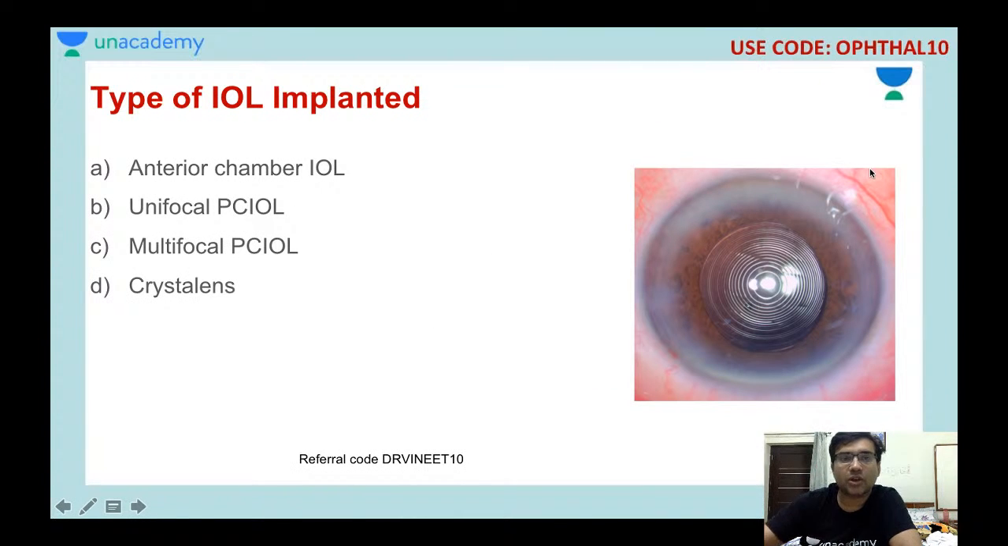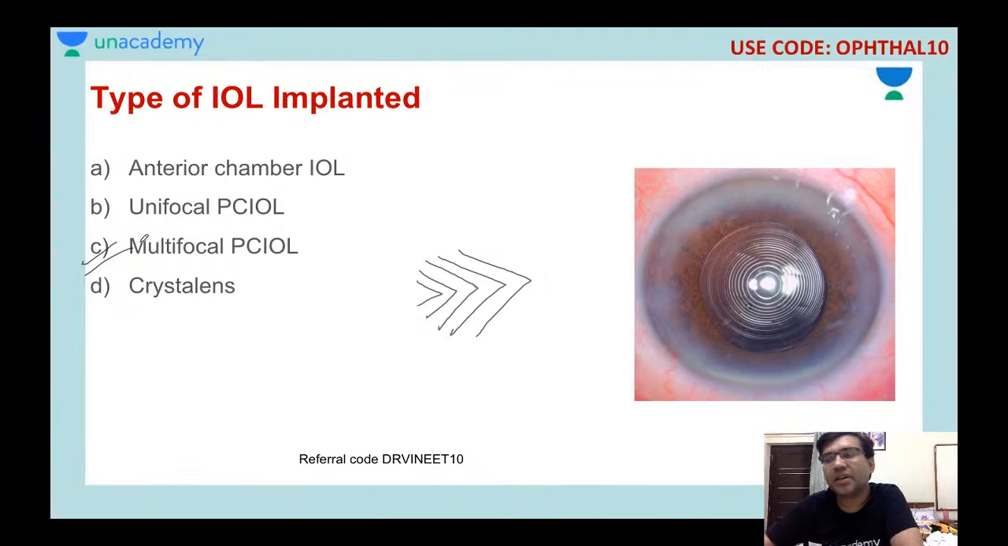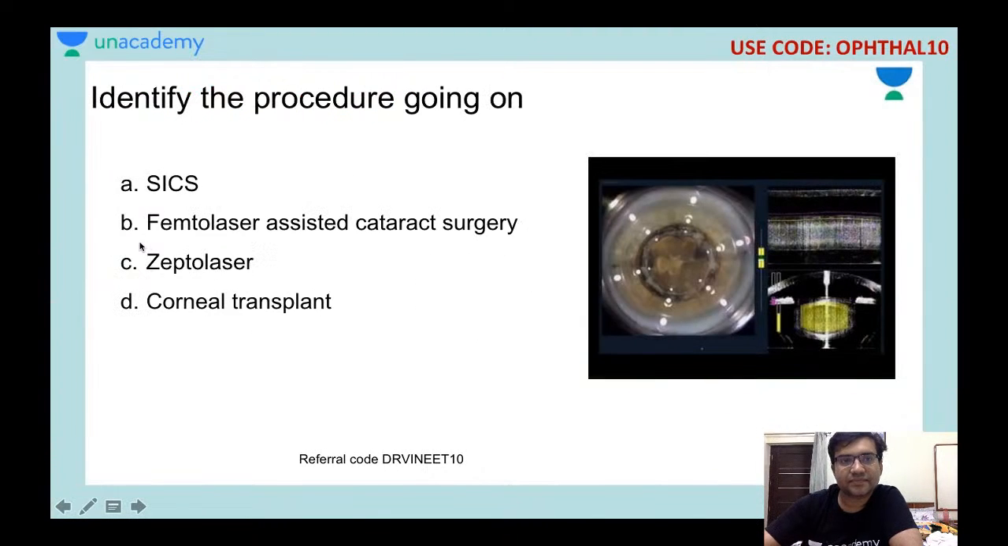Then you tell me what is the type of intraocular lens implanted in this condition. You can see a variety of rings in this patient. These rings can basically help the patient to focus at different points. So this is called a multifocal posterior chamber intraocular lens.